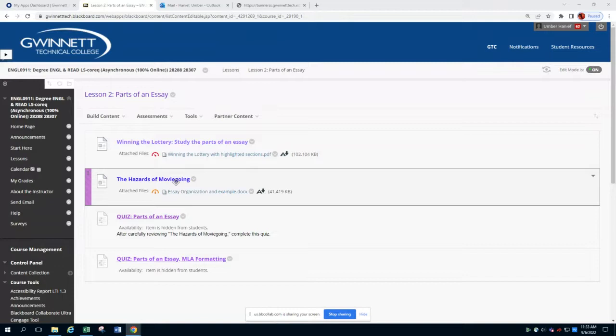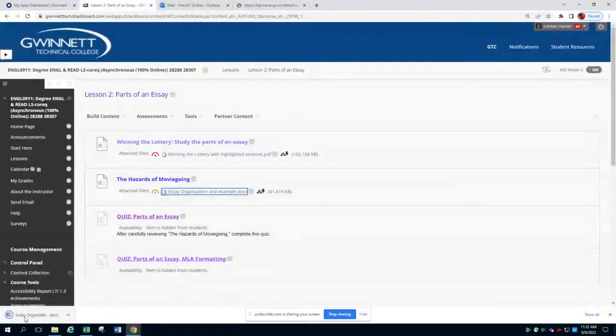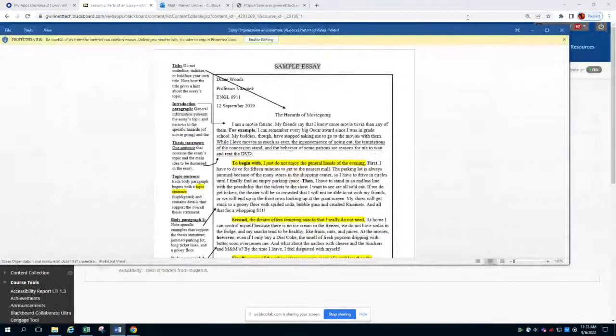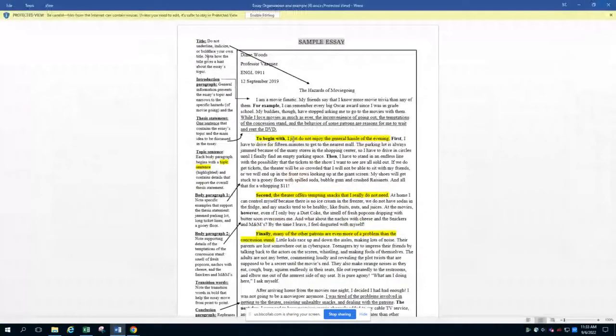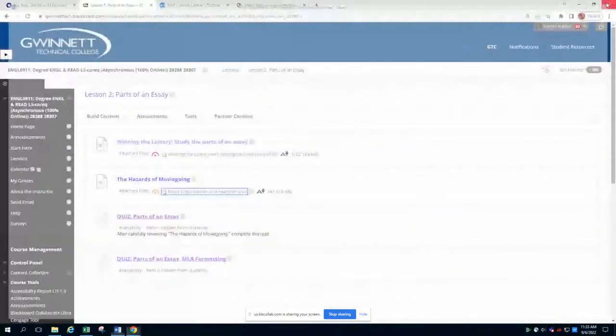I'm not going to go over The Hazards of Moviegoing today, but I want to show it to you real quick. I'm just going to put this here for 1 second. You guys can open it up yourself. It has highlights, it has underline area, and it has notes on the side. You're going to have to go and study that.